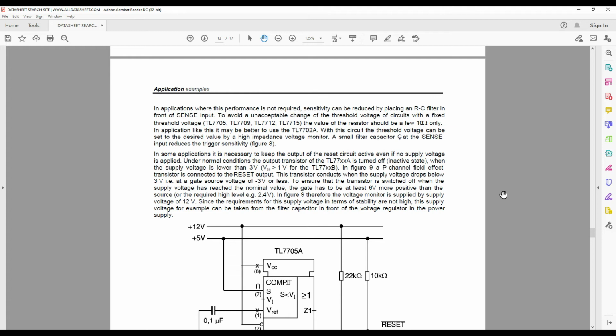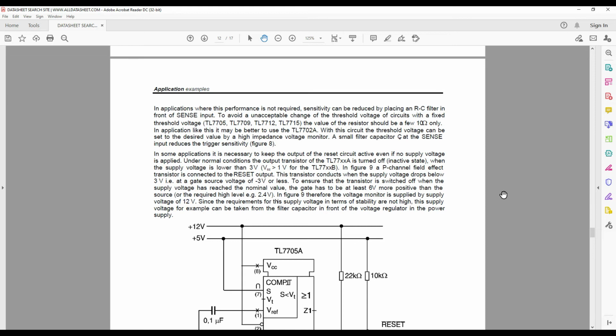In Figure 9, a P-channel field effect transistor is connected to the reset output. This transistor conducts when the supply voltage drops below 3 volts, i.e. at a gate source voltage of -3 volts or less. To ensure that the transistor is switched off when the supply voltage has reached the nominal value, the gate has to be at least 6 volts more than the positive source, or the required high level, e.g. 2.4 volts. In Figure 9, therefore, the voltage monitor is supplied by a supply voltage of 12 volts.